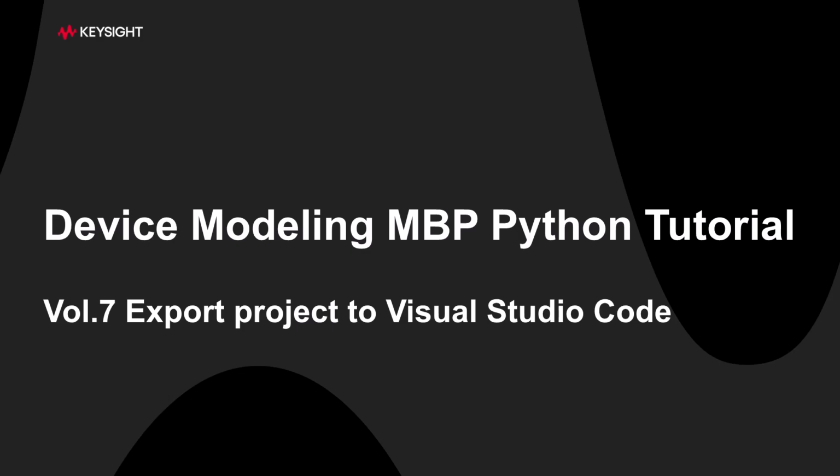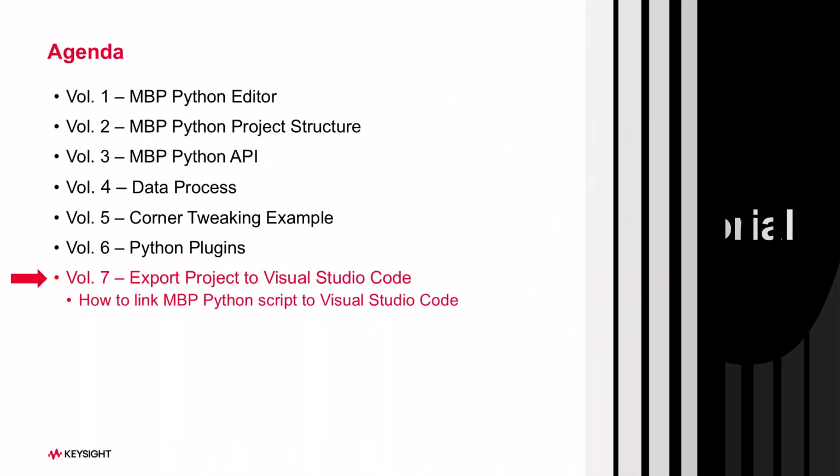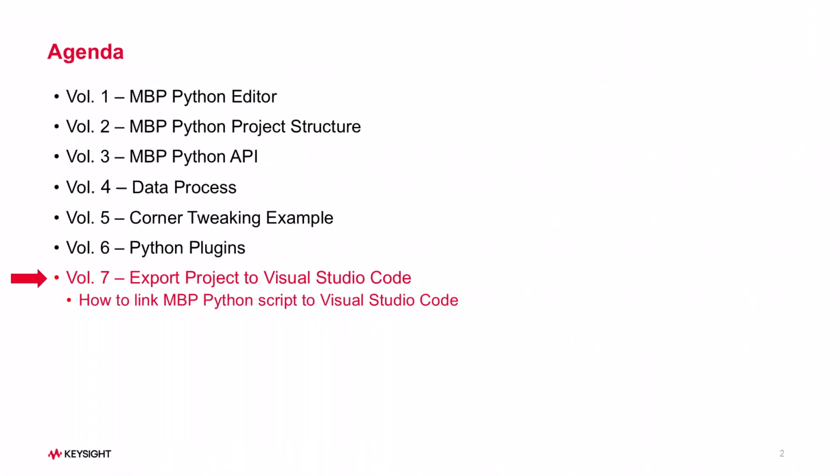Hello everyone, this is our 7th MBP Python tutorial. In this session, we will introduce how to export your project to Visual Studio Code to debug and edit. In addition to coding directly in MBP Python, you can also debug and edit your code in Visual Studio Code and control the MBP process from there. Next, I will share more details about this feature and demonstrate how to export your project to Visual Studio Code.